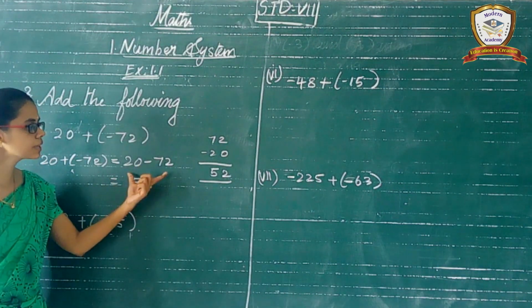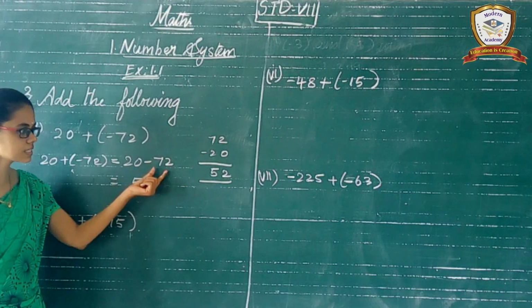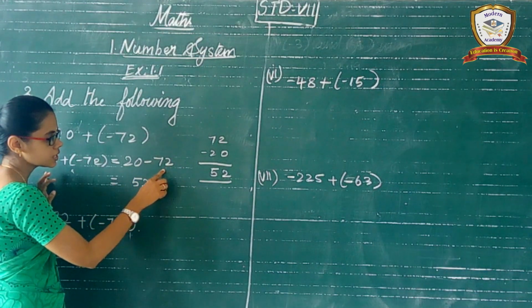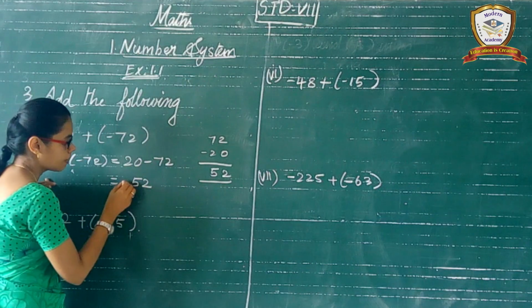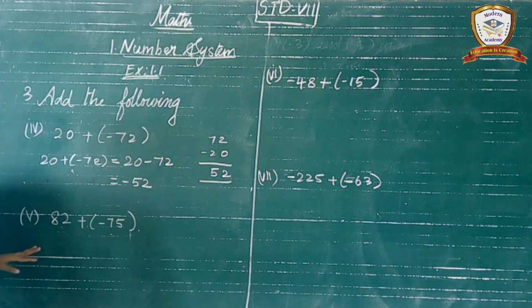See, which one is the greatest number? That is 72, isn't it? So the sign of 72 is minus. You want to mention minus in our answer. Okay, clear? And next move to the next sum.